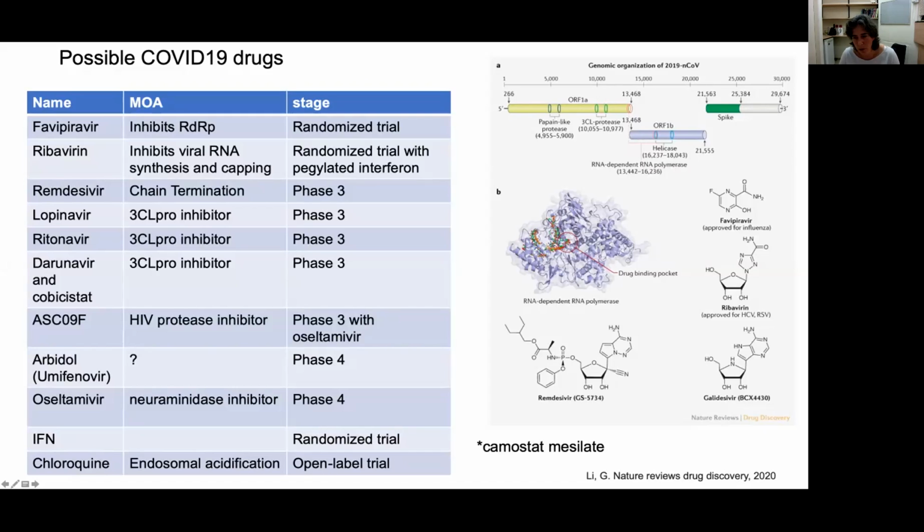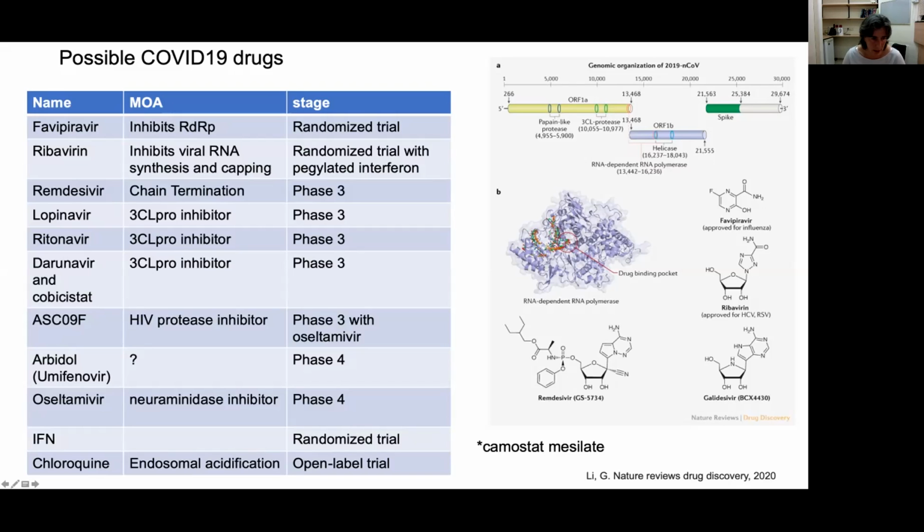Another important drug that you hear about a lot is this drug that you can see here, produced by Gilead, Remdesivir. This is a polymerase inhibitor that was developed against Ebola, and it seems to have some clinical efficacy against the SARS protein, and it's being tested right now.